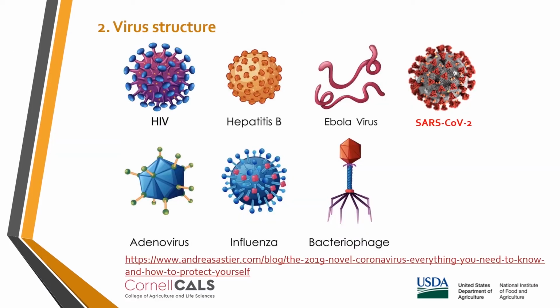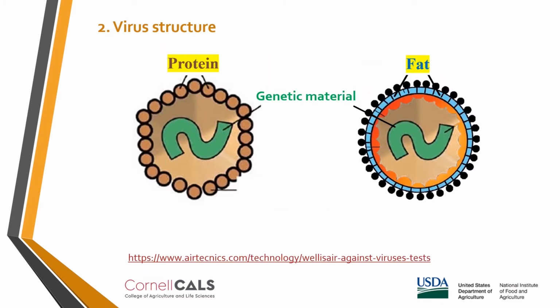Now let's talk about the virus structure. As you can see, we have a lot of different virus structures, but all of them can be separated into 2 main groups that also strongly define their stability. The first group are viruses that have the outside part of the vessel made out of protein, and the second group are viruses that have this outside part made out of fat. The fat layer is also called an envelope, so we call the first group non-enveloped viruses and the second group enveloped viruses.